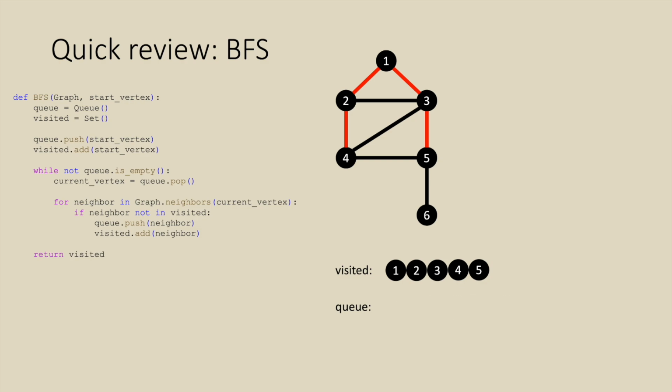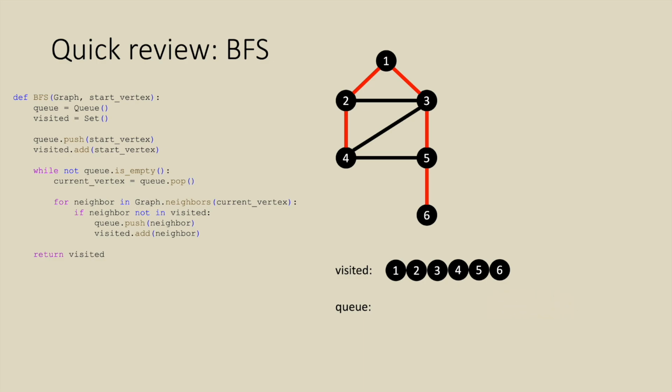5 has 3 neighbors, 3, 4, and 6. We haven't visited 6 yet, so in the for loop, we add 6 into these two containers. Queue is not empty, so we pop 6 out.